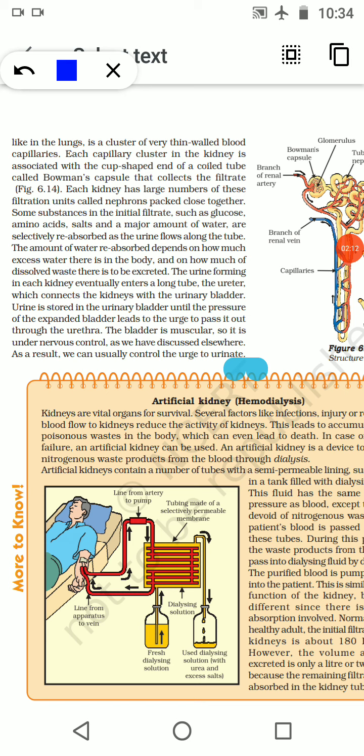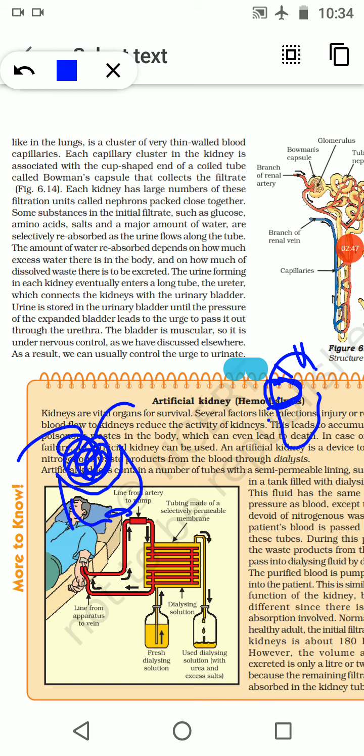We have the kidney, and in the kidney there are various small capillaries. There is a cluster of thin walled blood capillaries, and each capillary of the kidney is associated with a cup shaped end of a coiled tube, known as Bowman's capsule. Bowman's capsule is cup shaped, and here the blood vessels are coiled.